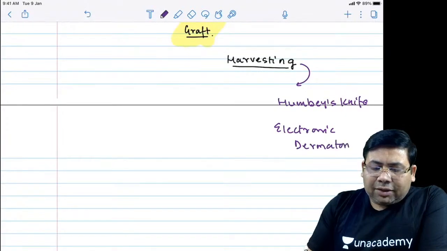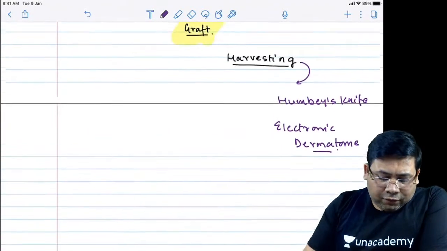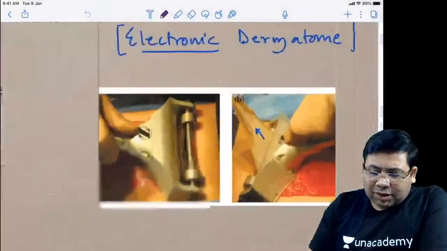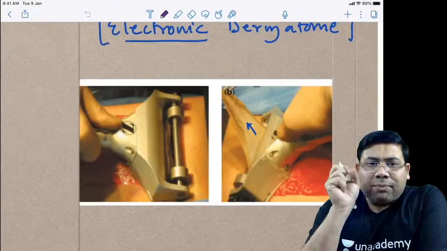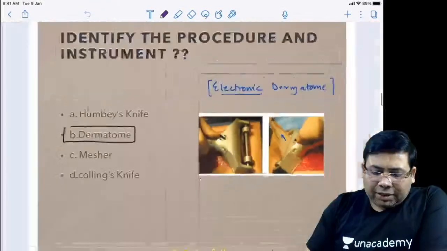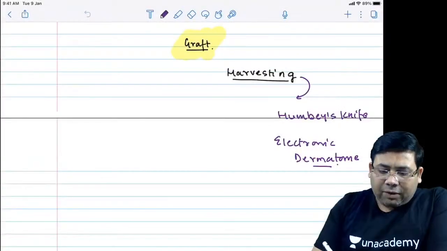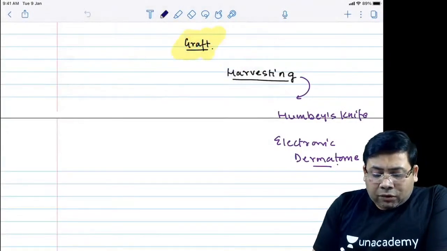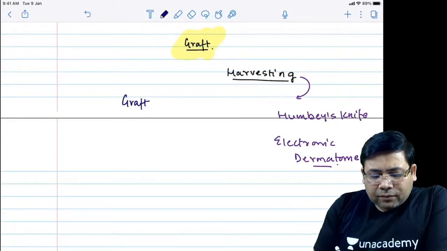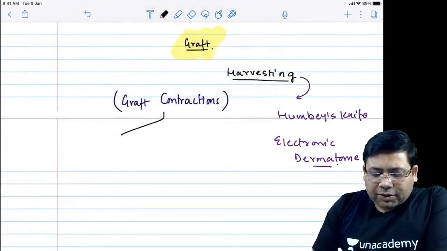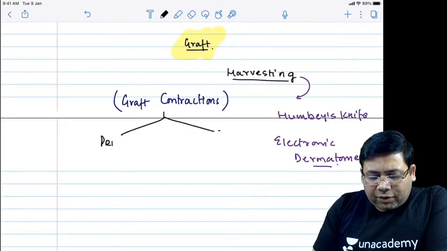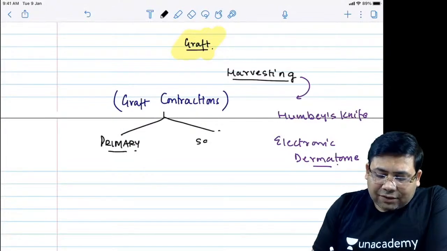Now, one very important thing that we all have to understand is, the moment you take out the skin, the skin becomes crumpled. This is important. So what is graft contraction? What is the concept of graft contractions? There are two types of graft contractions. We have the primary graft contraction, and we have the secondary graft contraction.